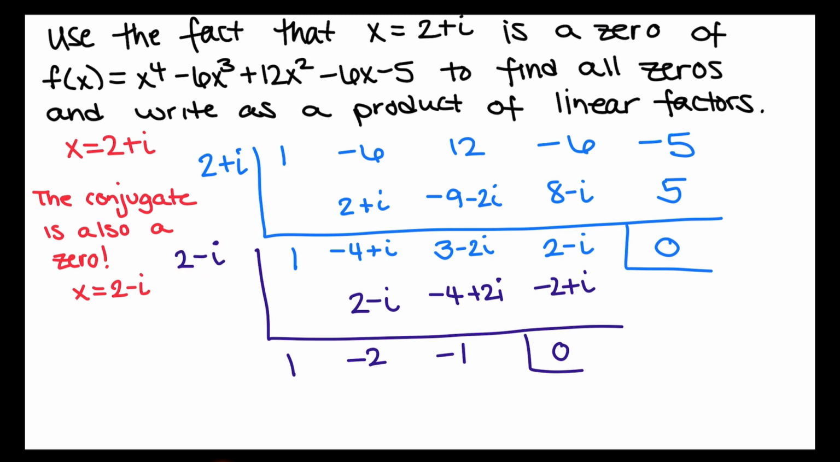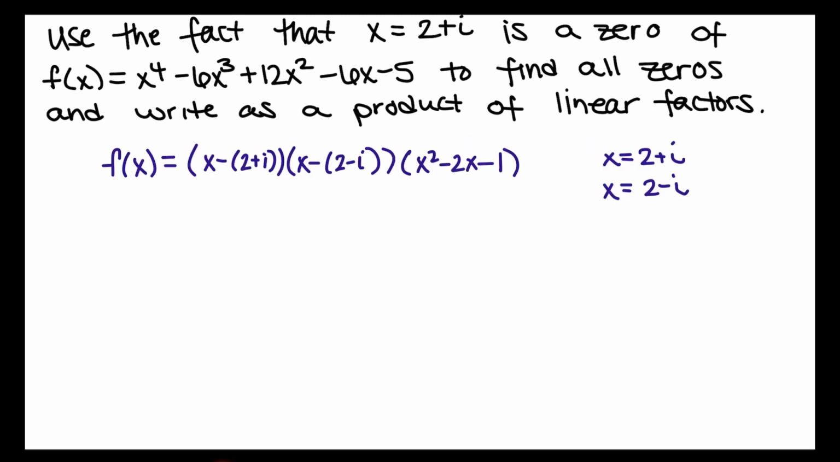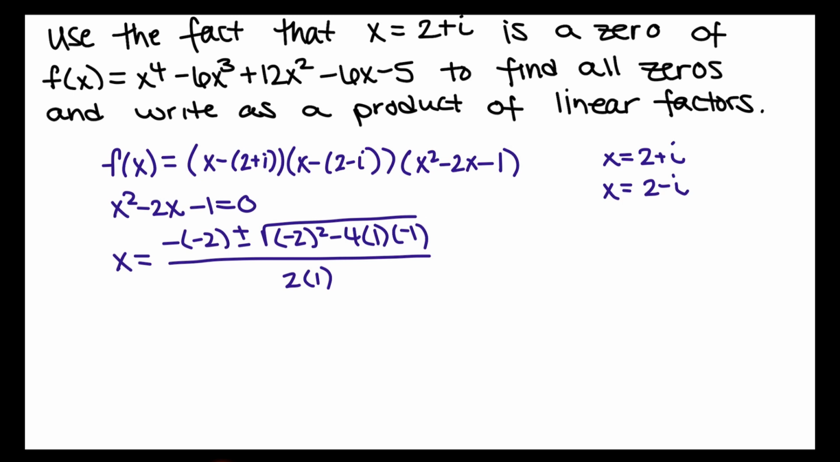And now I'm left with a polynomial that's a little bit easier to work with. So basically, I have shown that we can factor this as x minus 2 plus i, x minus 2 minus i, and then we're left with 1x squared minus 2x minus 1. Give myself some more room. So the quadratic that we're left with is something that we can solve to find our remaining zeros. I don't think we can factor this. We're going to have to use the quadratic formula again.